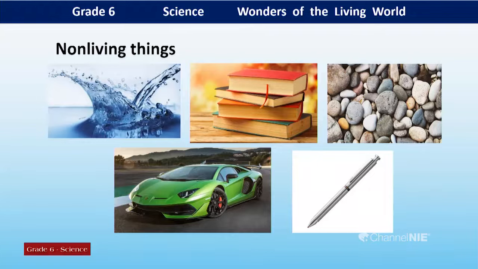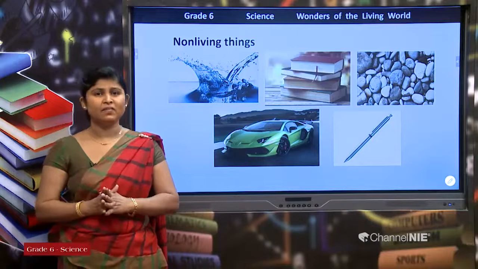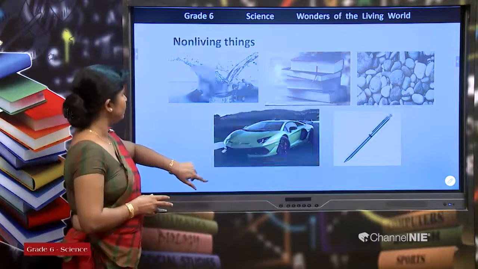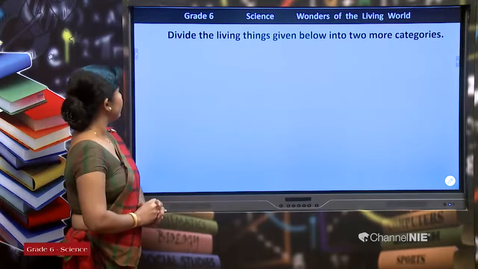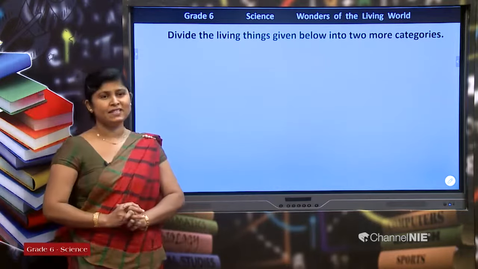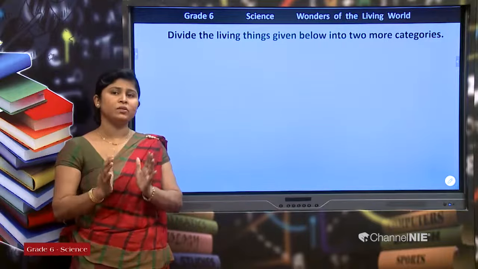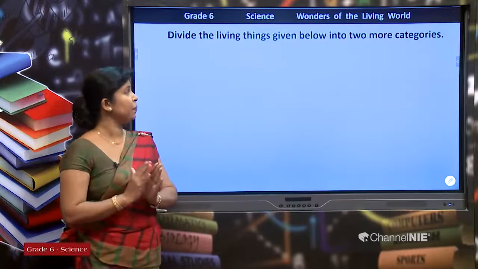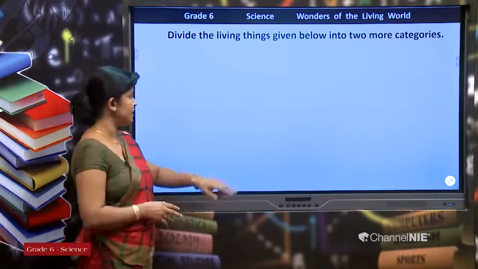So, as these things are new to you, once again I will explain to you. Our environment consists of two main groups. They are living things and the other group is non-living things. Right. We will do a simple activity. Divide the living things given below into two more categories. Now, I will give you a list of living things. You have to divide the given living things into two more categories. We will see.